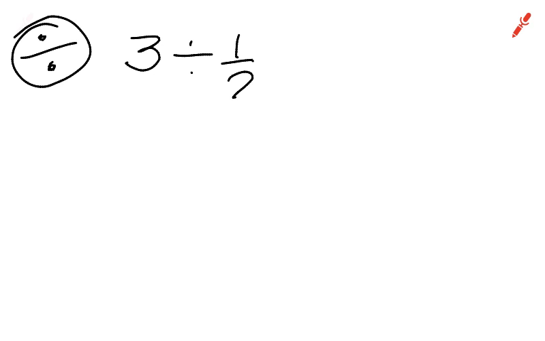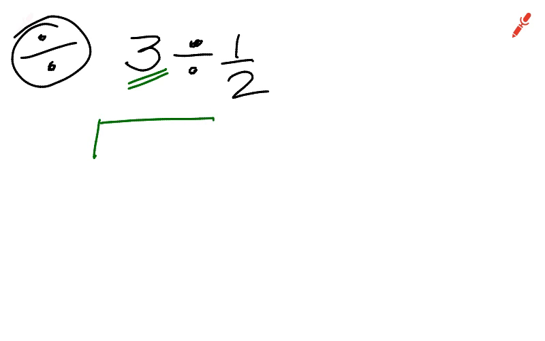Division of fractions. Let's look at the concept before we do an example. So let's say we are dividing 3 by a half. We can read this as 3 divided by a half, and we can also read this as how many halves go into 3. So these are 3 wholes.